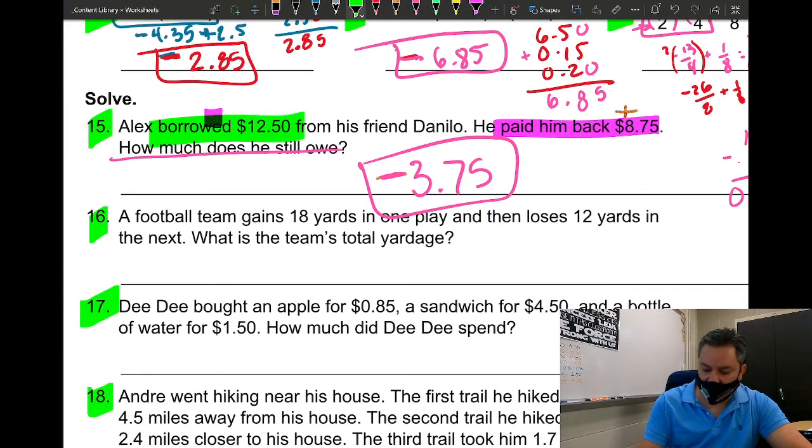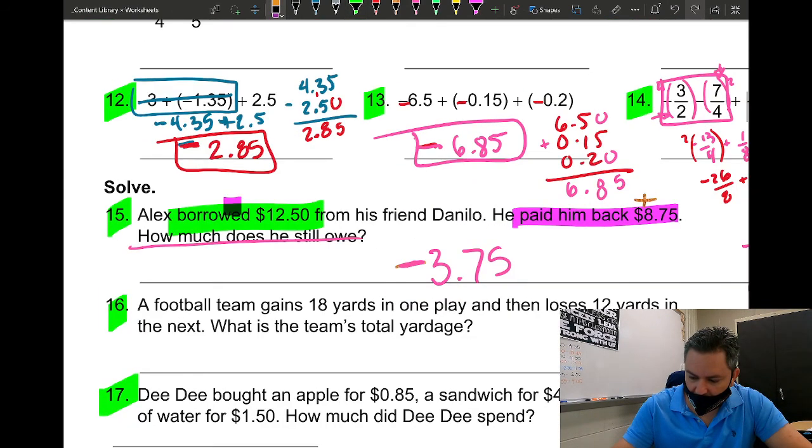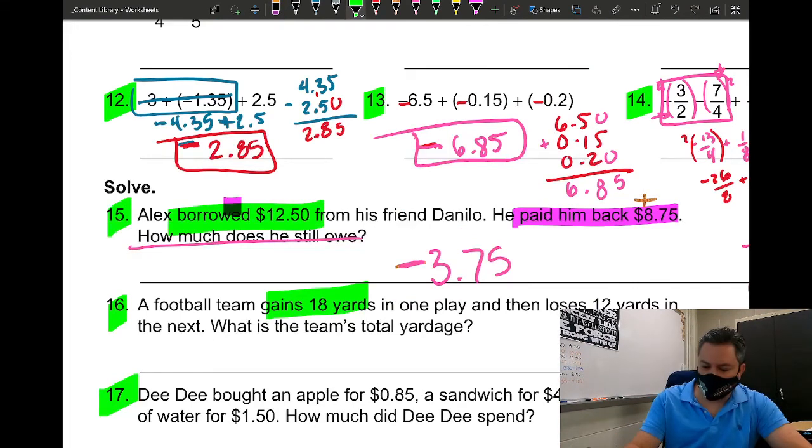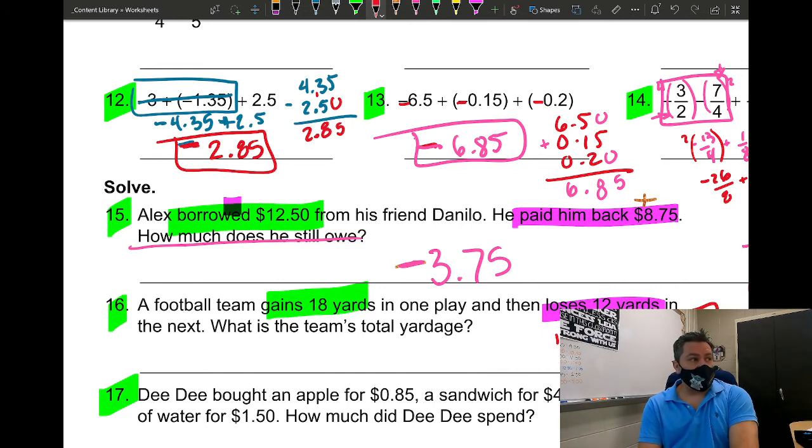Next one. Football team gains. What does gain mean? Add or subtract? It means add, right? Gains means to add. And then loses, what does that mean? Subtract. 18 minus 12. That's literally what you're doing. 18 minus 12. How much is that? That's it. Super simple, right? But you gotta recognize what gains means, what loses means. Common sense, right? Most of the time.